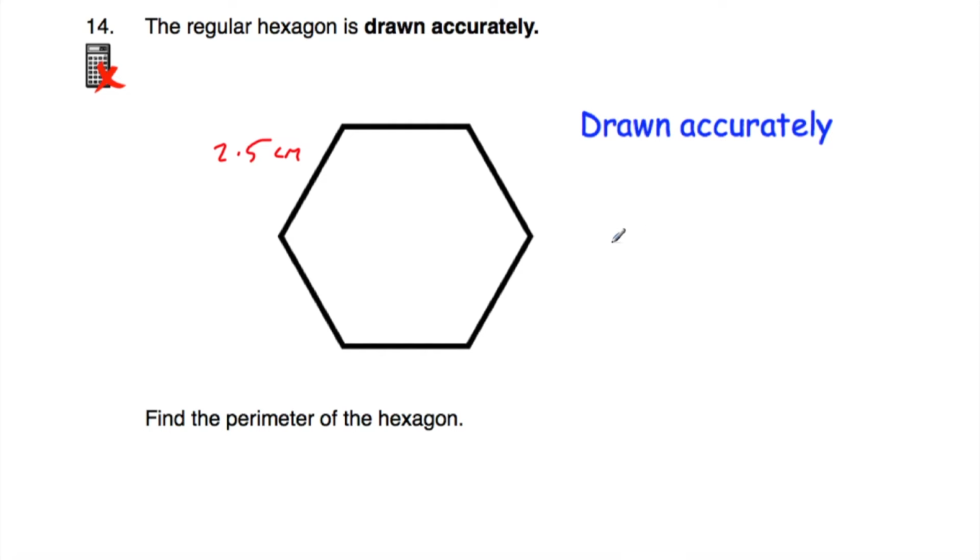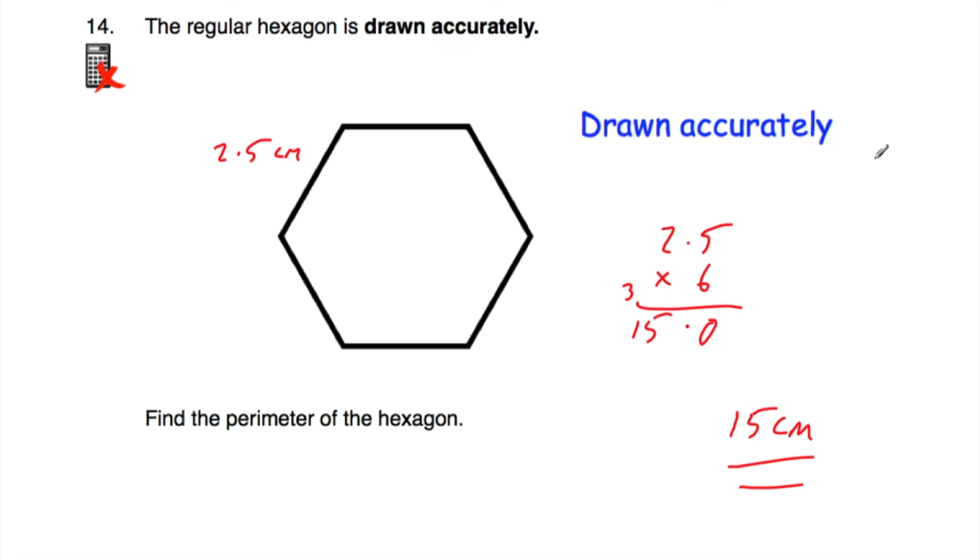Now what we could do is 2.5 plus 2.5 plus 2.5 and add 6 of them together, or we could just do 2.5 multiplied by 6. So 6 times 5 is equal to 30, put the 0 down and carry the 3, and 6 times 2 is equal to 12, plus 3 is 15. So 2.5 multiplied by 6 is equal to 15, or 15 centimetres. So the perimeter of this regular hexagon is 15 centimetres.